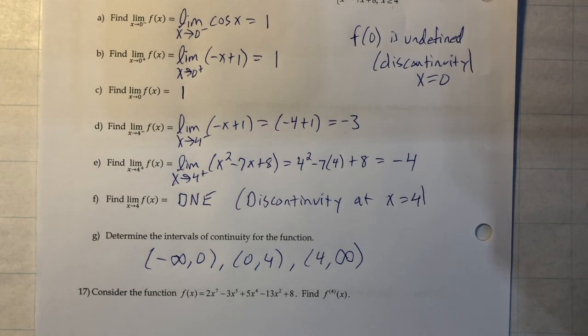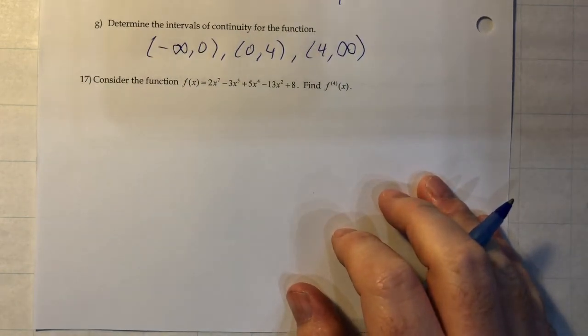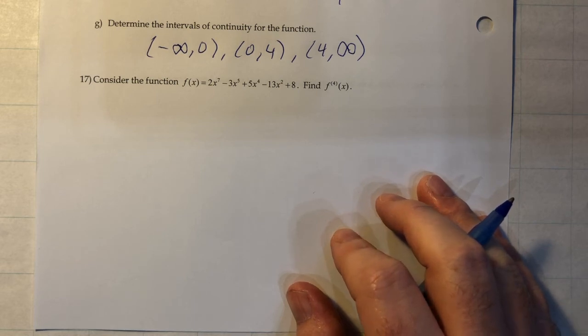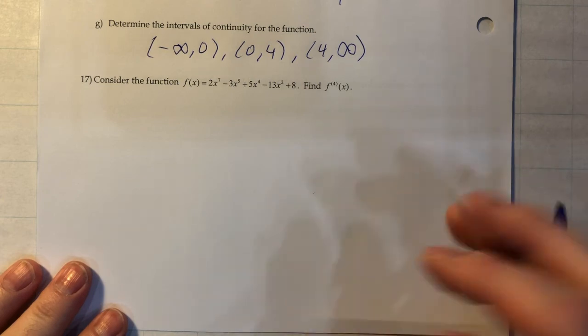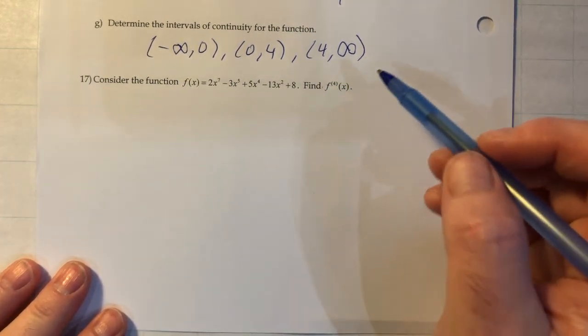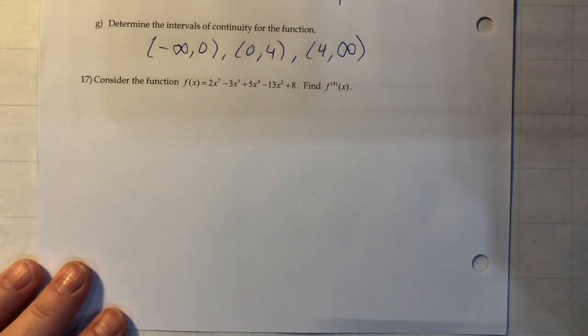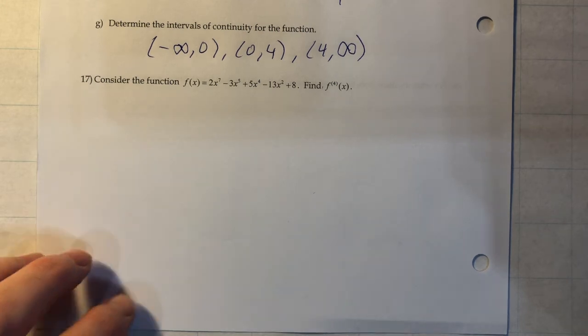And then finally, number 17: consider the function f of x equals 2x to the 7th minus 3x to the 5th plus 5x to the 4th minus 13x squared plus 8. Find f of 4 of x. So the first question is, what does that mean? The parentheses number there tells you what order derivative you want. So they want us to find the fourth derivative of this function, and we just do those in order.